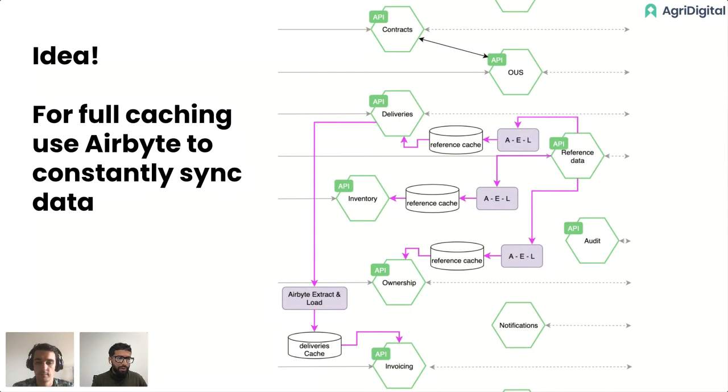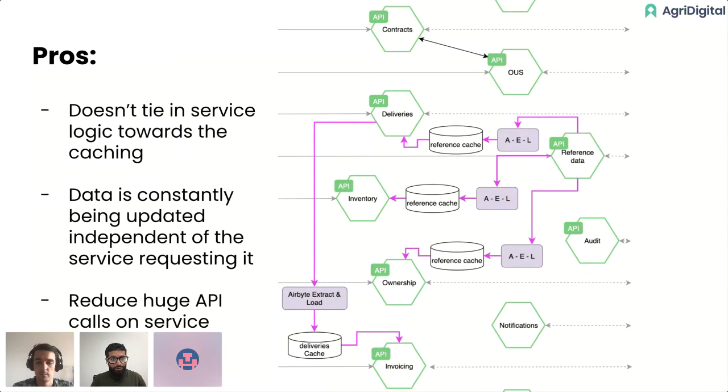And the pros that we think it has: it doesn't have a tie-in to the service logic. So the service logic isn't worrying about the caching and the transformations and things like that. It's just doing its thing. It doesn't need to worry about where the data is coming from. The data is constantly updated independent of the service requesting it, so you don't need to worry about waiting for a trigger to come in. It's just constantly going to update. And the service that's using the reference cache assumes that it's there. And the biggest thing, it reduces the overhead and the huge API calls on the service.